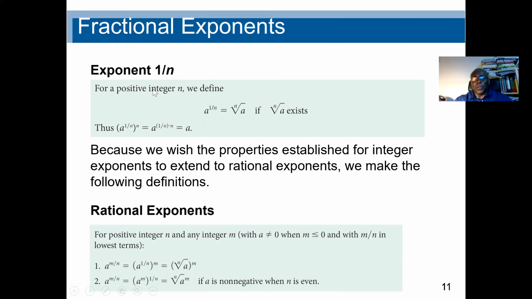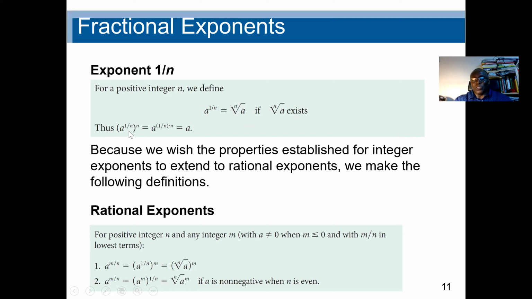So if we have a positive integer n, we can define that a raised to the power 1 over n is the nth root of a, only if a exists or if the expression exists. The reason why we said this, for example, if n is 2 and a is negative, let's say -9, then there's no solution. It's not a real number.